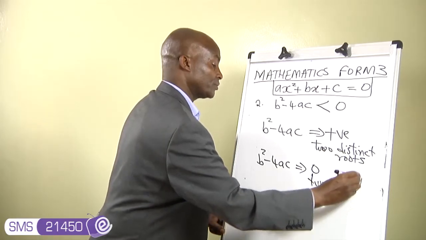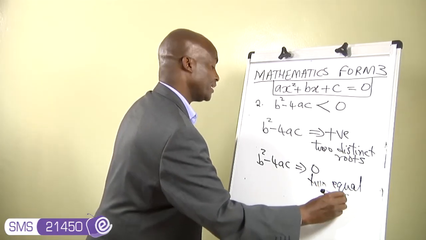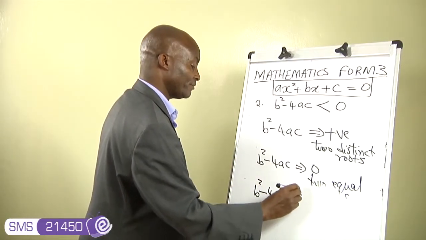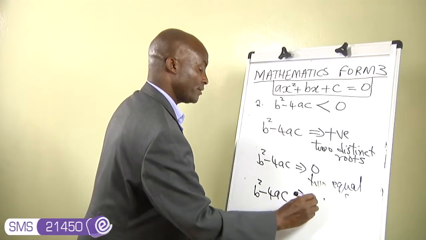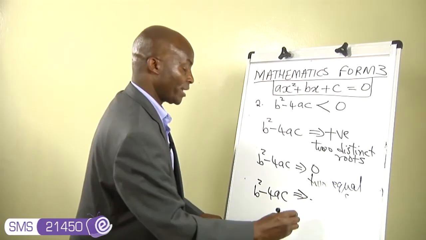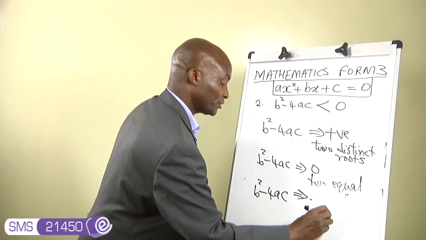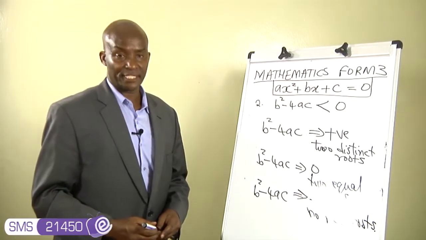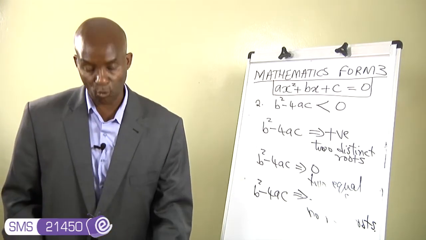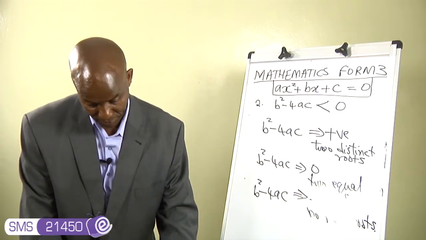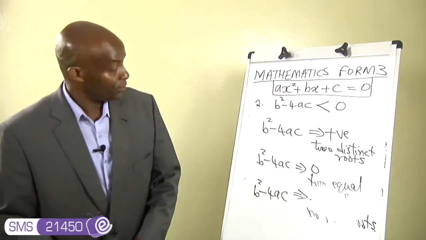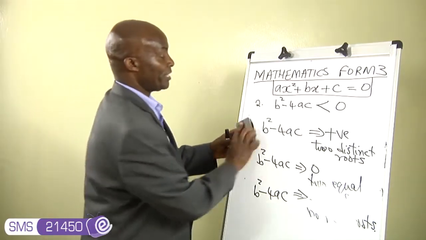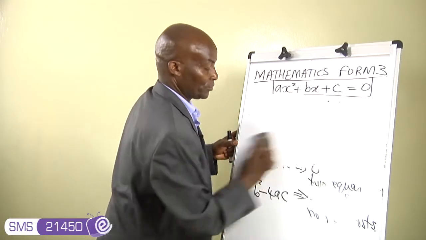Two equal roots. And lastly, if b squared minus 4ac is negative, then we have no real roots. So those are the three natures of the roots of a quadratic equation. So having said that, let me give you a question.